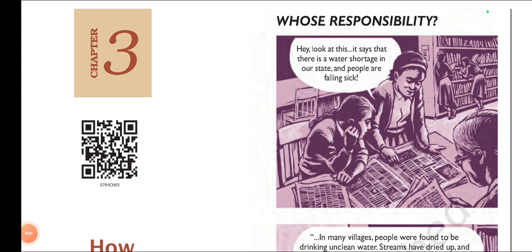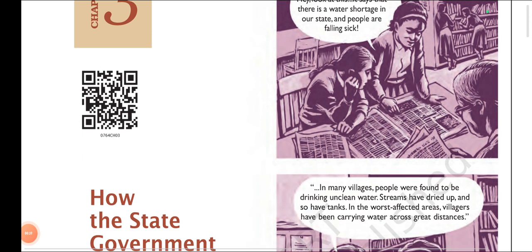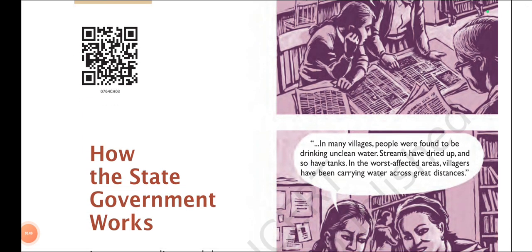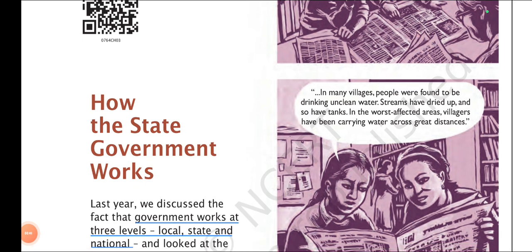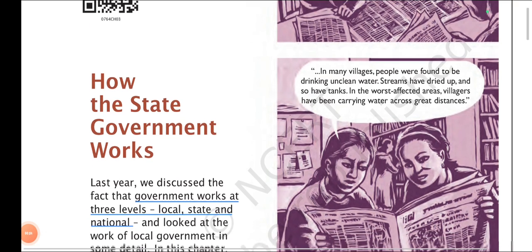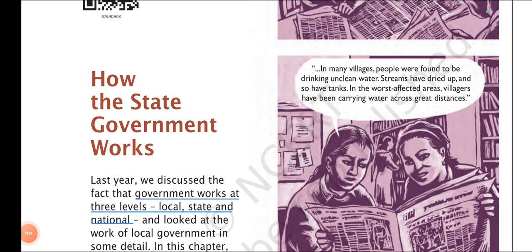So here are two girls who are checking the newspaper, and what they're saying is, hey, look, it says that there is a water shortage in our state and people are falling sick. In many villages people were found to be drinking unclean water. Streams have dried up and so have tanks. In the worst affected areas, villagers have been carrying water across great distances.